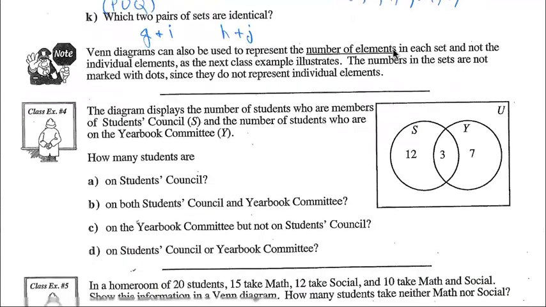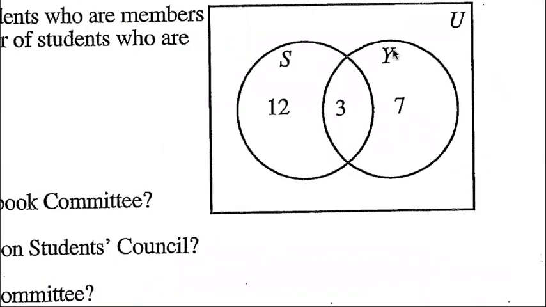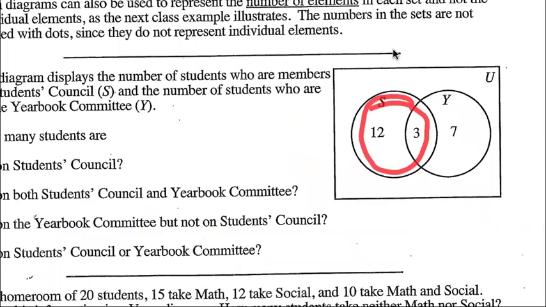So let's look at example 4. The diagram displays the number of students who are members of the Students' Council, S, and the number of students who are on the yearbook committee, Y. Question A, how many students are on Students' Council? If we look at our diagram, this is Students' Council. So the number of students is going to be 12 plus 3. There's 12 students just on Students' Council. There's 3 students on both Students' Council and yearbook. And there's 7 students just on yearbook. So the total number of students in Students' Council will be 12 plus 3, which is equal to 15.